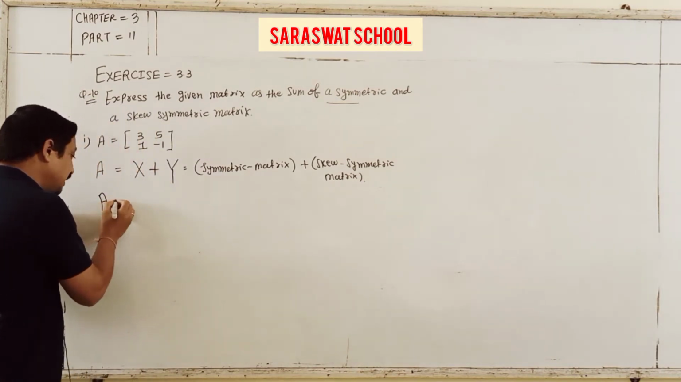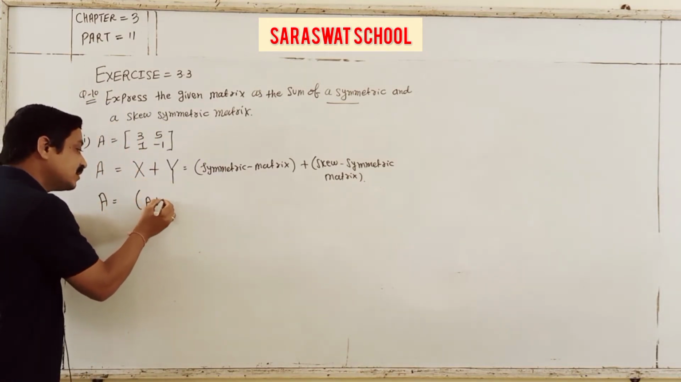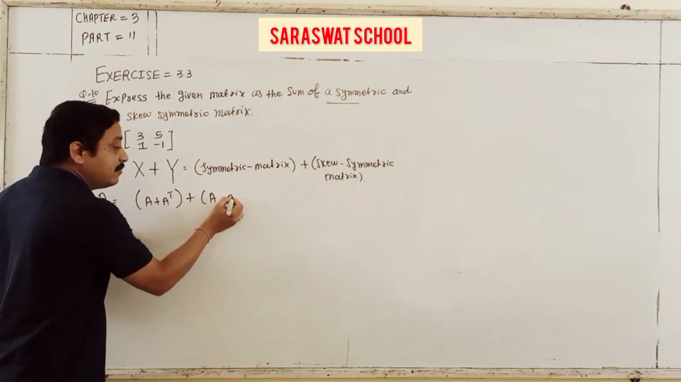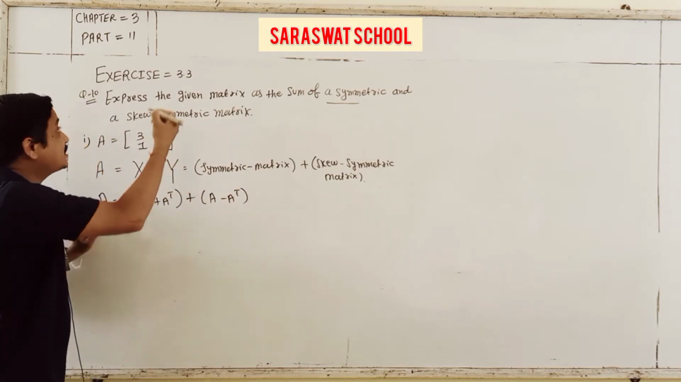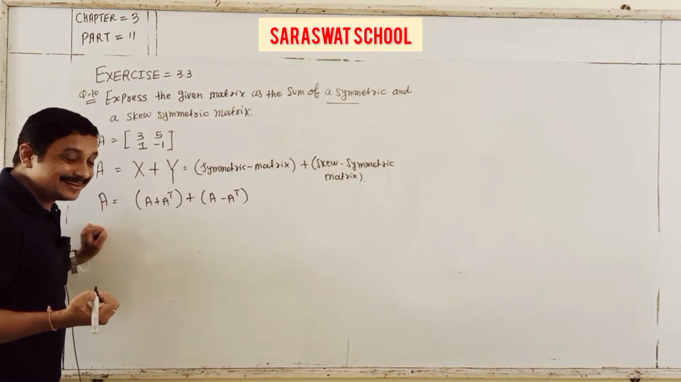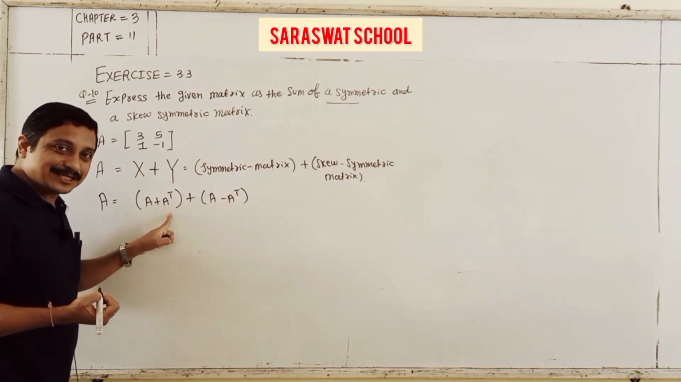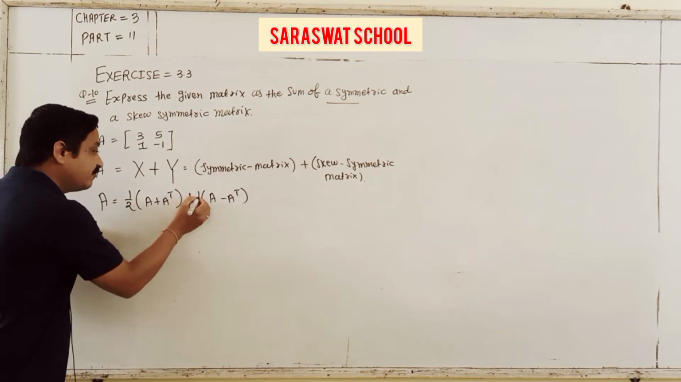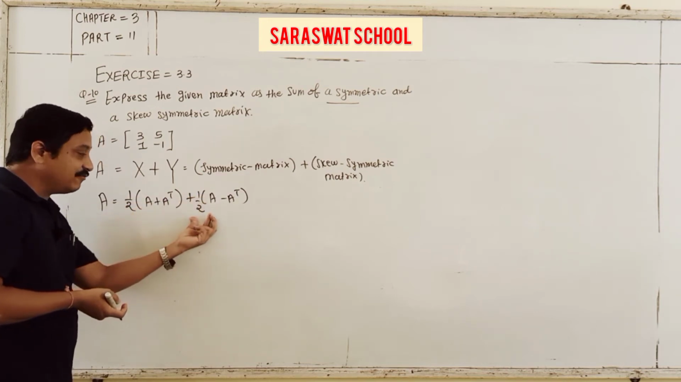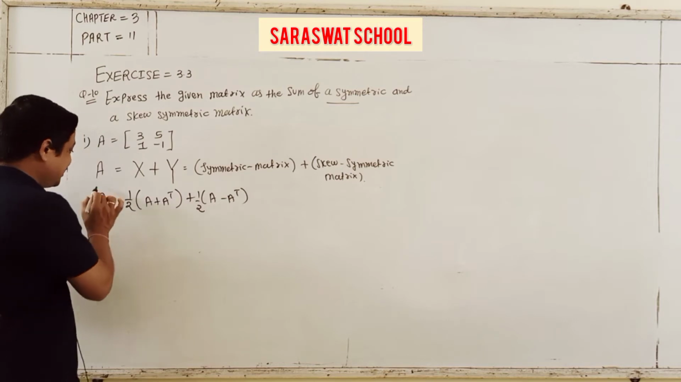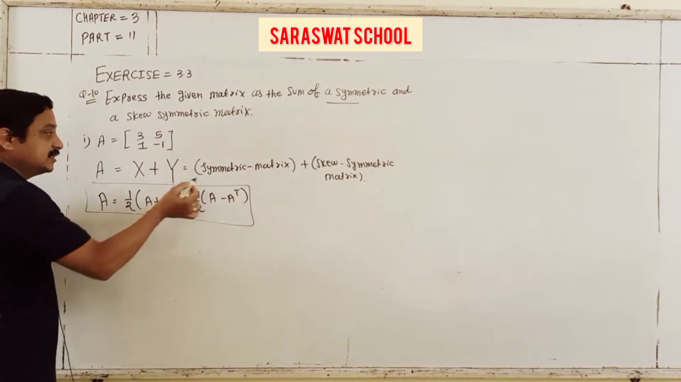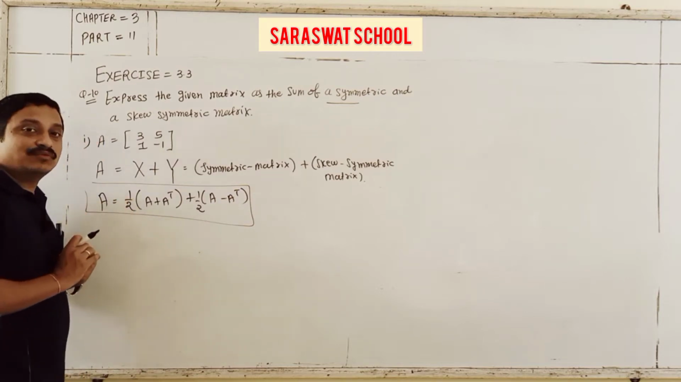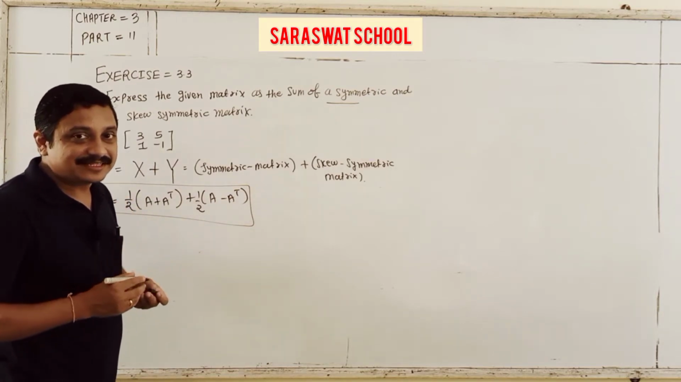Now I know that the symmetric matrix is always A plus A transpose, and the skew symmetric is always A minus A transpose. I already explained this in the previous numericals 8 and 9. The balancing A transpose cancels, and A and A make 2A. So here I write an extra half, because half A and half A become A. This is your symmetric part and the second is the skew symmetric part.